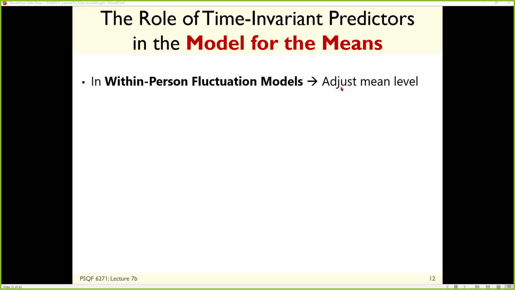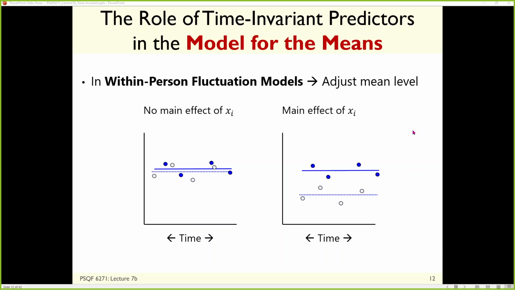In a within-person fluctuation level, there's not a lot it can do. So if you don't have change, then these are your choices. Main effect of X shifts the intercept or not. There's no trajectory with respect to time for it to do anything with. So this one's a little more straightforward.